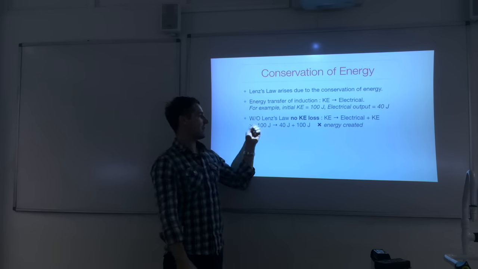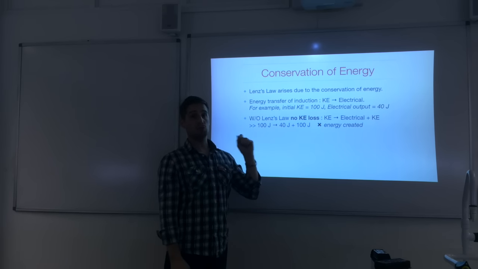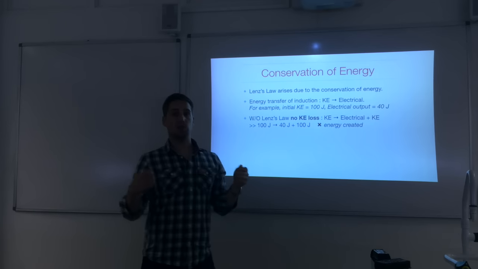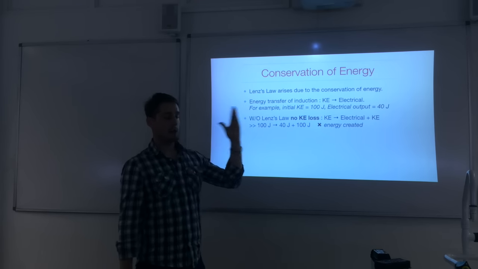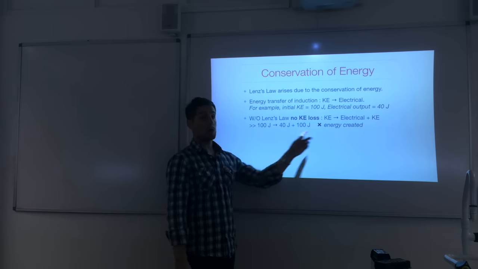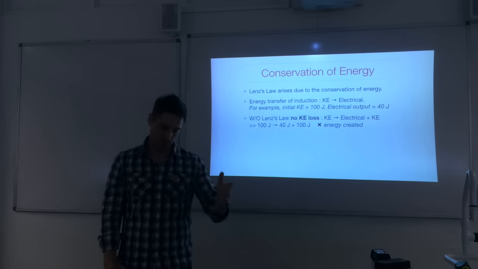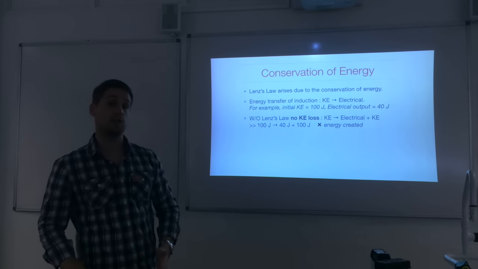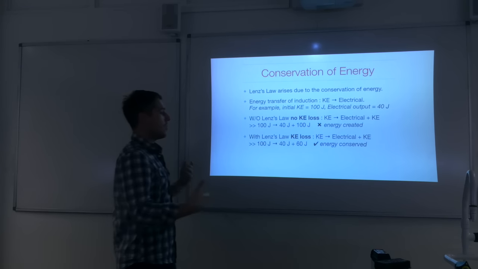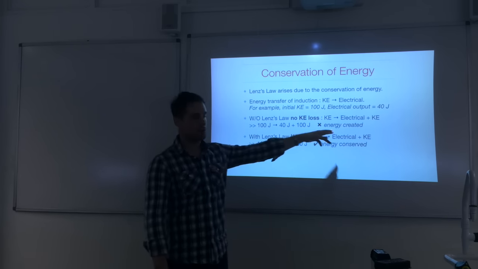Alright, so let's put the numbers in then. We started off with 100 joules of kinetic energy. We get 40 joules output of electrical, but we've still got 100 joules of kinetic energy because there was no loss in the magnet's kinetic energy. So we've just created energy. We've just created 40 joules of free energy, but you can't do that, as we know from the conservation of energy. So it's impossible.